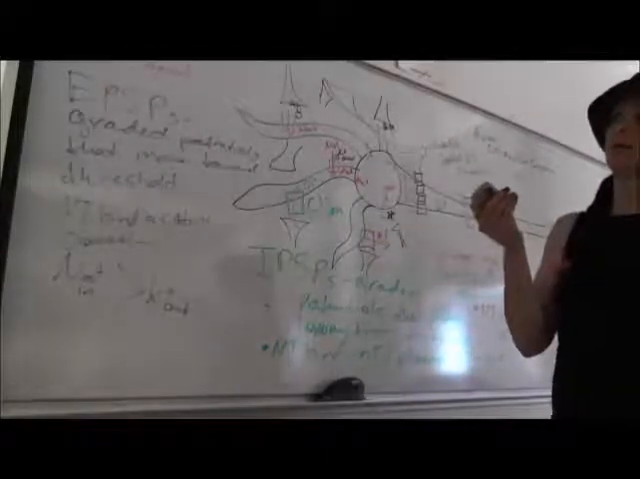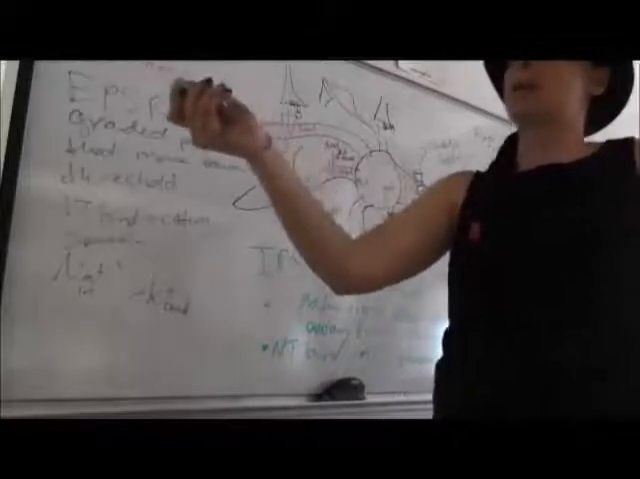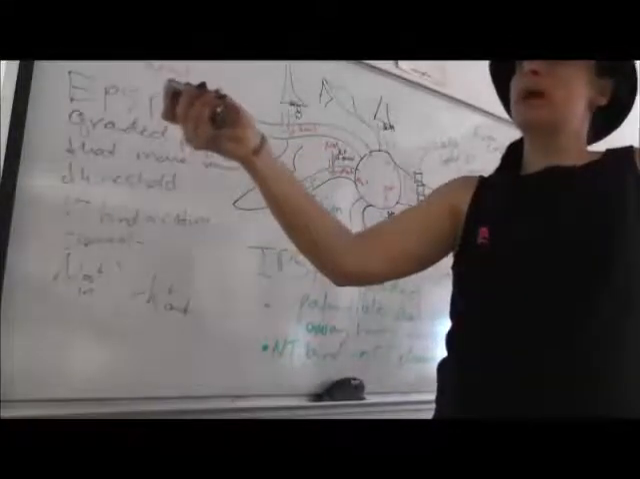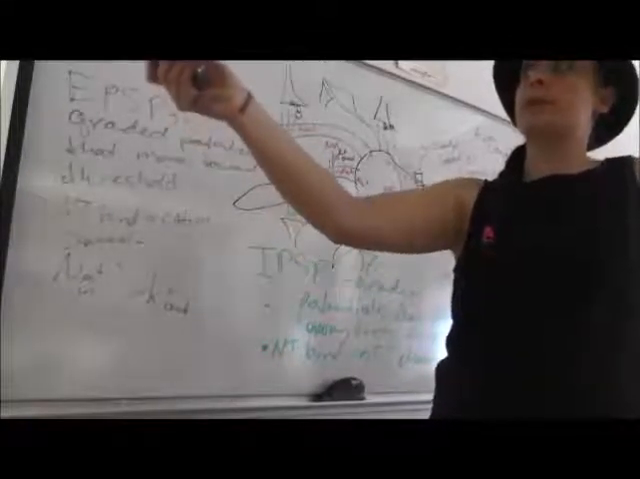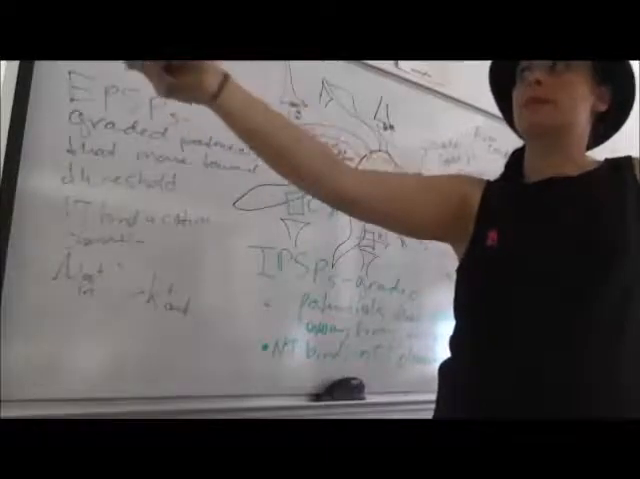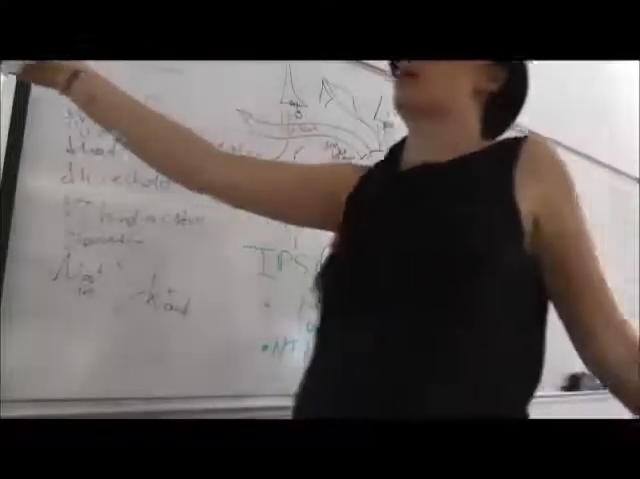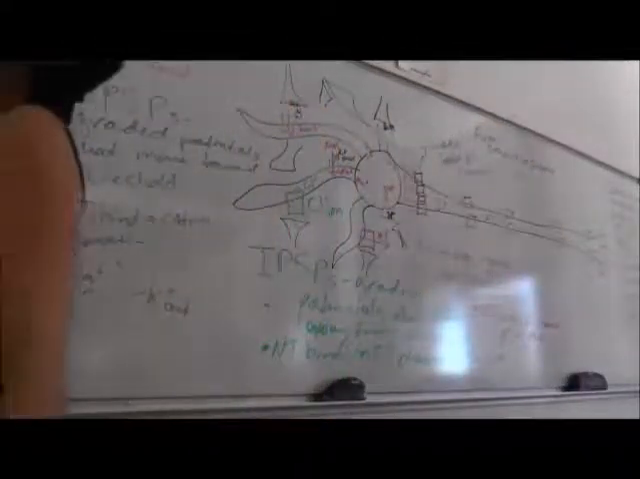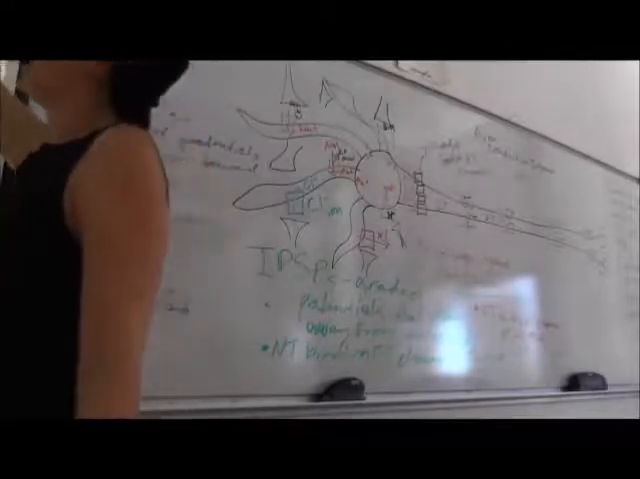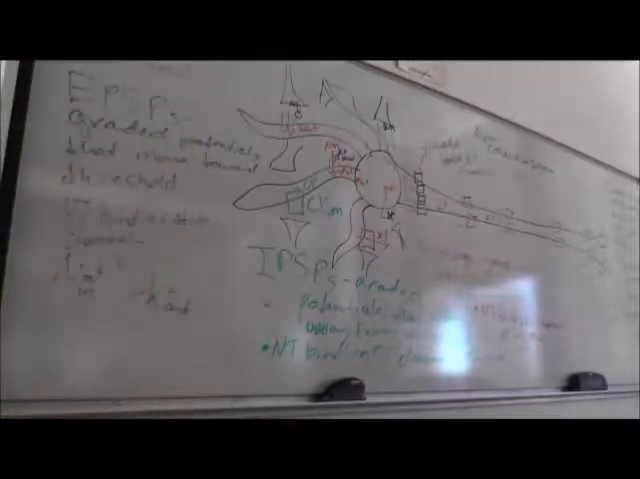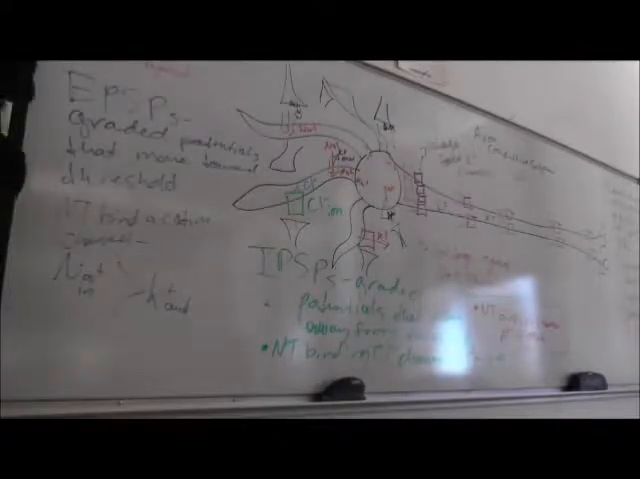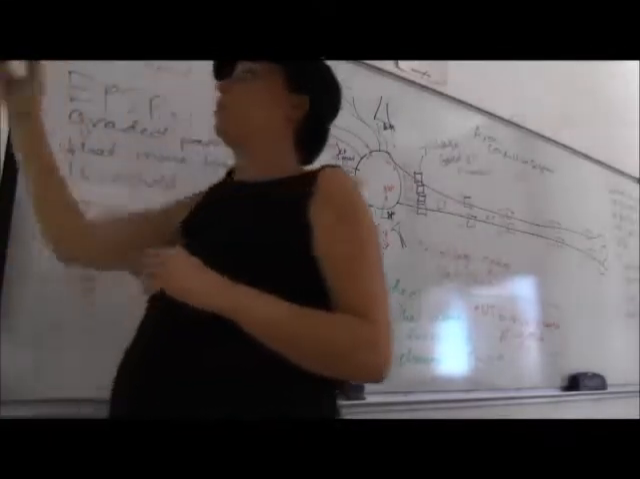Our graded potentials are caused by three different types of channels: an excitatory postsynaptic potential, which is caused by opening a cation channel, and an inhibitory postsynaptic potential, which is caused by opening a potassium channel or a chloride channel. Our action potential is dependent on our voltage-gated channels: our voltage-gated sodium channel, which opens for depolarization, and our voltage-gated potassium channel, which opens for repolarization.